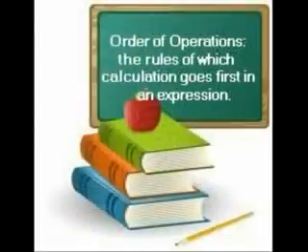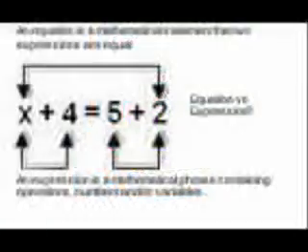What's that? You turn to the back of your textbook to look up the glossary for the definition of order of operations. The glossary tells you that an order of operations is the set of rules of which calculation goes first in an expression. But before I go on, what's an expression again? So the order of operations looks at expressions. Isn't that like an equation, you think?